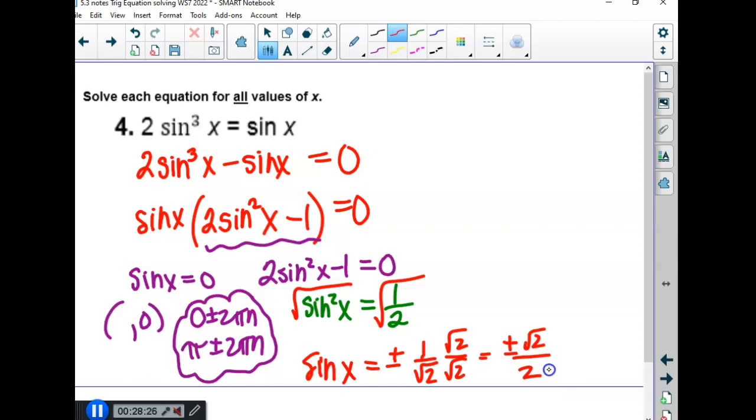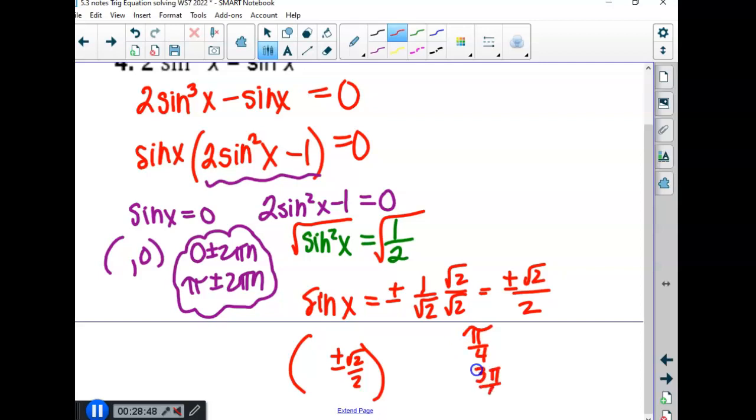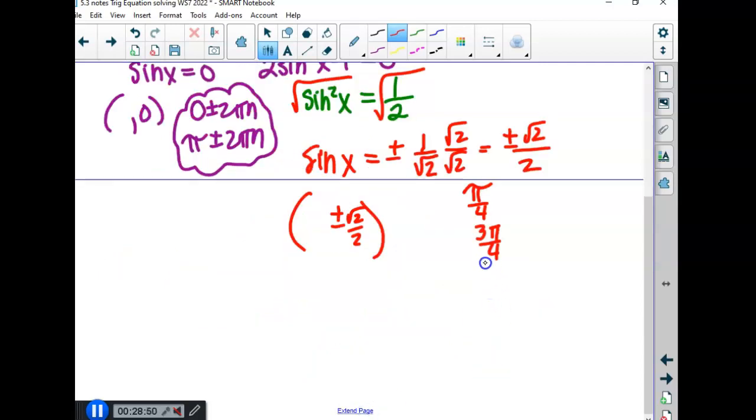Is that on your unit circle? A lot of times, right? We want where it's positive or negative. So I need the value at the back to be square root of 2 over 2. Start listing. Where does that happen? Pi over 4, 3 pi over 4, 5 pi over 4, and 7 pi over 4. And it said all solutions.